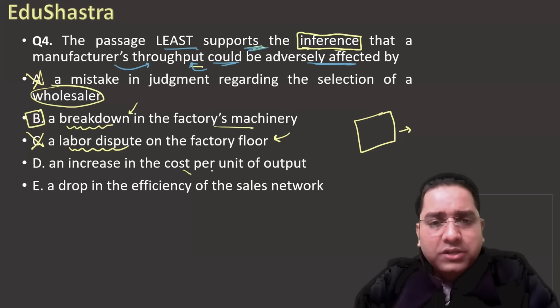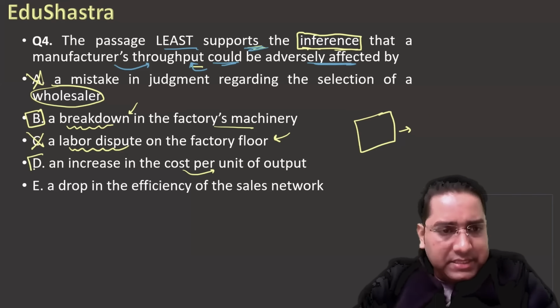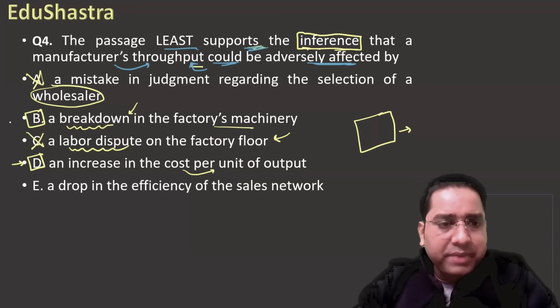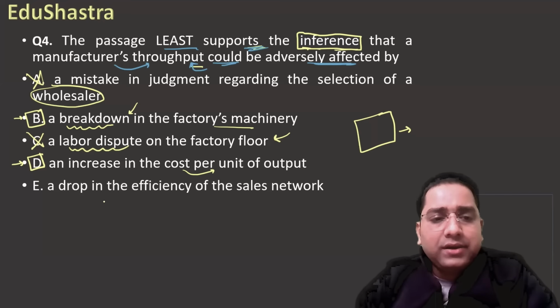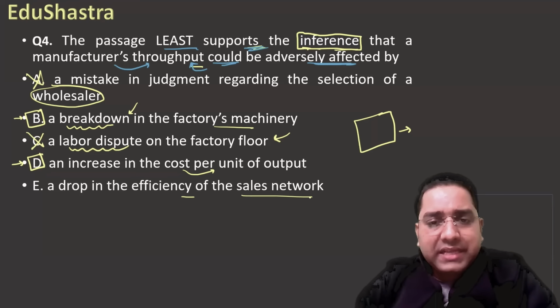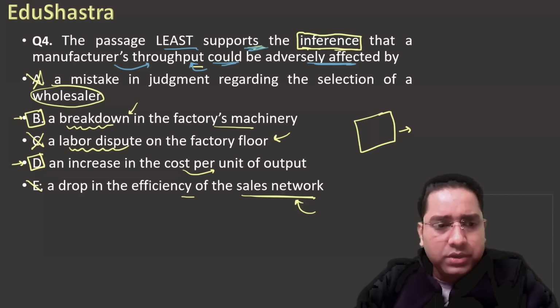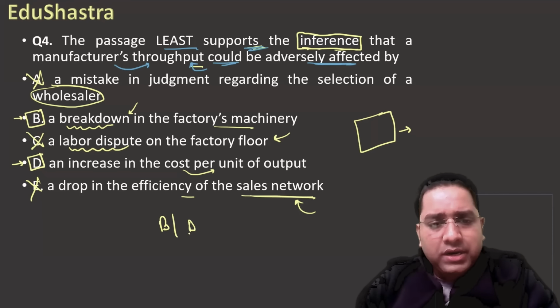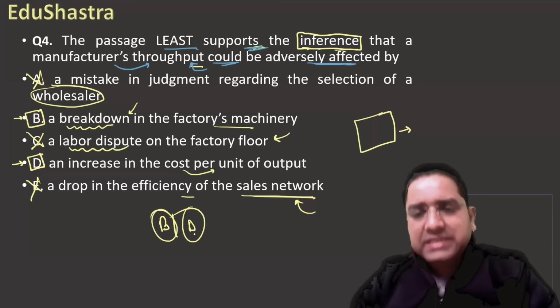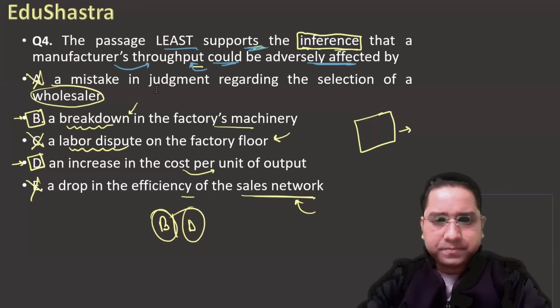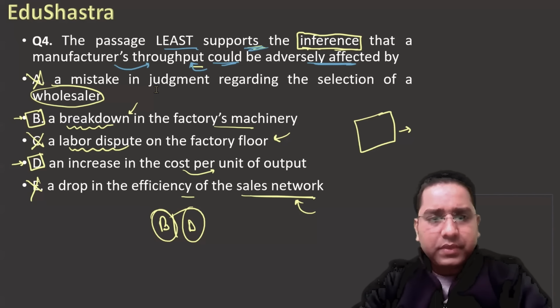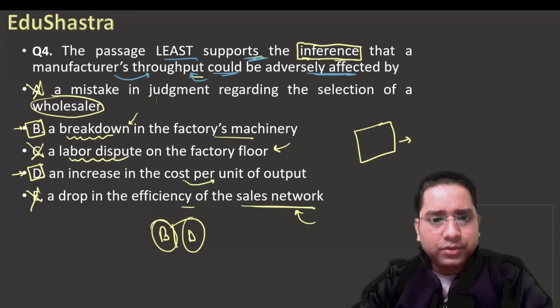An increase in the cost per unit of output? Yes, we can consider, because the passage has discussed it. A drop in the efficiency of the sales network. Sales network, has it been discussed or has it been mentioned anywhere? No. So out of B or D, what is your answer? Please comment. Do not worry about the right or wrong, just attempt it.